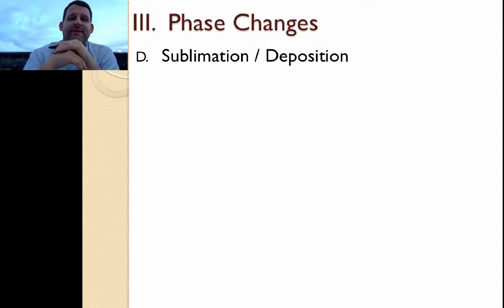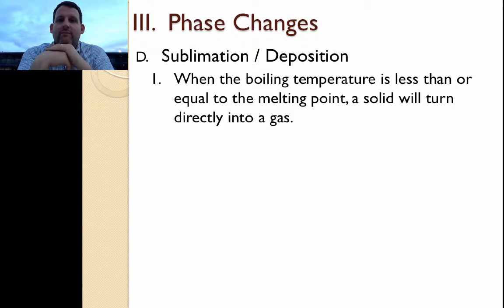Now our last set of phase changes is what's called sublimation and deposition. You may be familiar with sublimation. That might be a familiar word to you. So when the boiling temperature, the point where it boils, is less than or equal to the melting point, a solid will turn directly into a gas. Instead of melting to a liquid first, it just goes from solid straight to gas. And this is what's called sublimation.